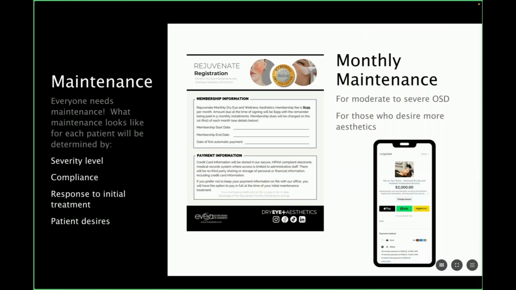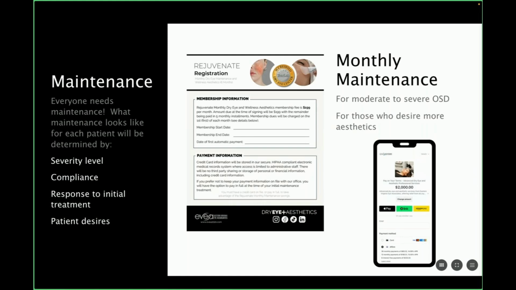Now, monthly maintenance is for those people with moderate to severe dry eye who maybe had some improvement on those first 4 sessions, but they need more. That's one category. Another category is those patients who responded pretty well to the initial 4 sessions. They also noticed the pleasant side effect of an aesthetic benefit, and they just want more aesthetics. And so we have these patients sign up for monthly maintenance.